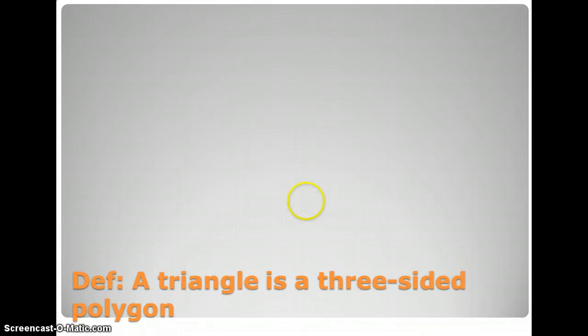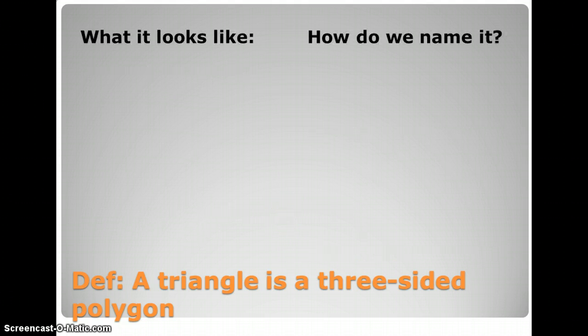All right, the last definition we're going to talk about today is a triangle, and that's a 3-sided polygon. And here's what it looks like.